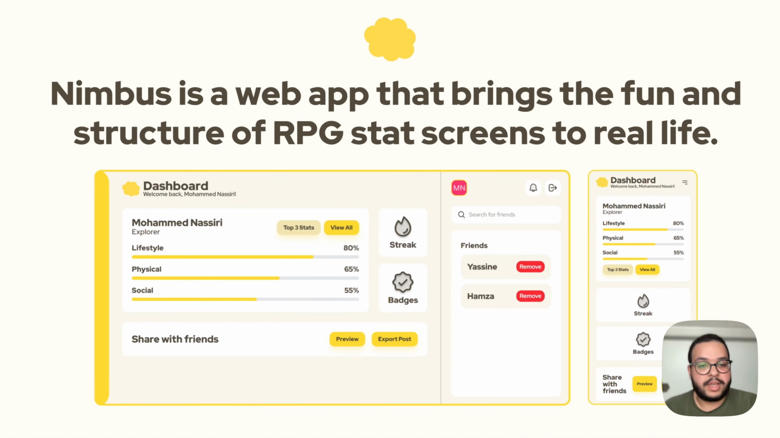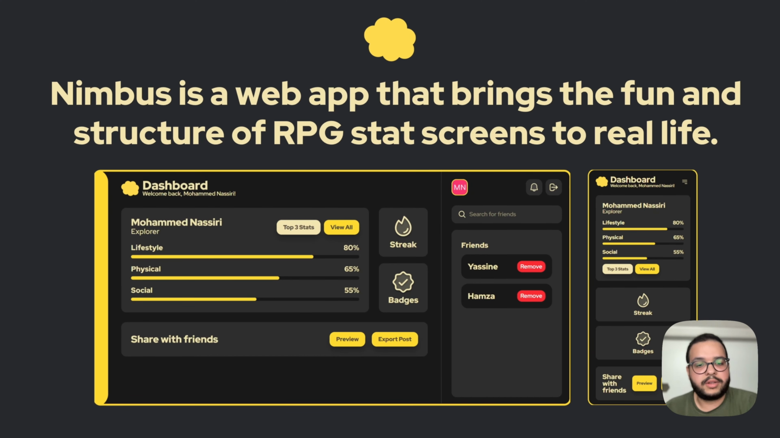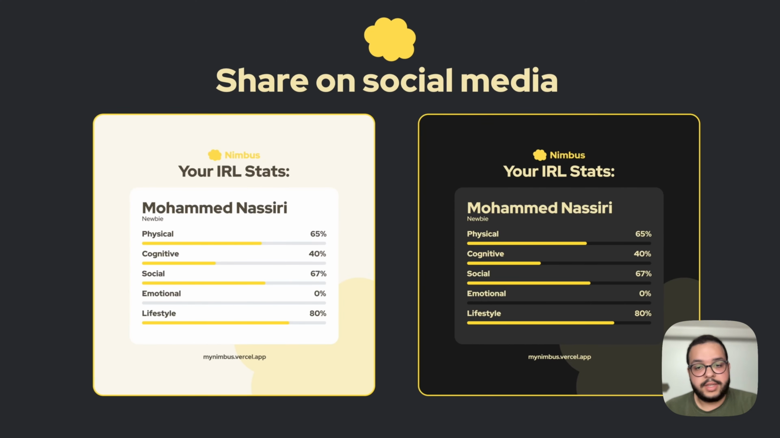So this is what the app looks like. This is the desktop version and also the mobile version. This is what it looks like in dark mode, and this is what it looks like when you export those stats and you share them on social media.